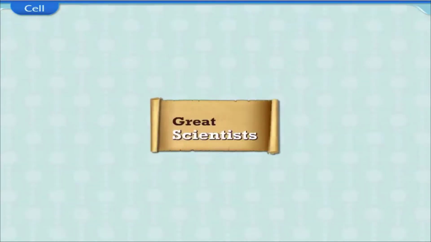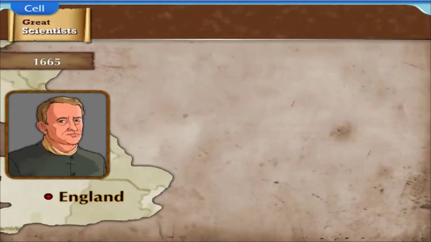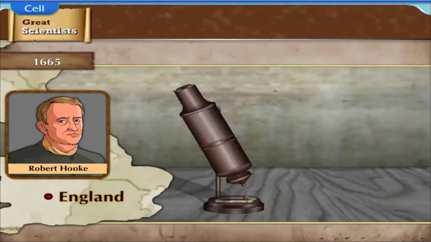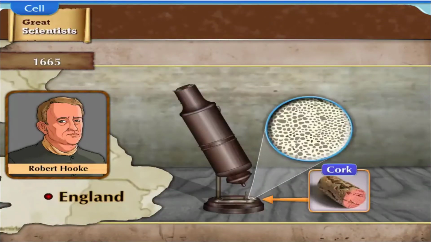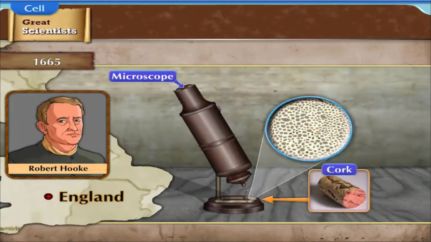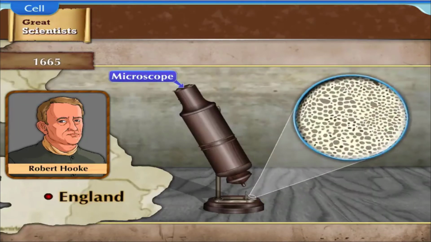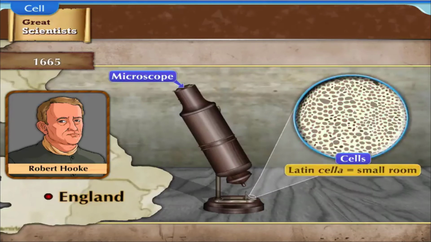Great scientists. In 1665, a scientist, Robert Hooke, observed a thin section of cork under a microscope. In this section, he saw hexagonal compartments like those of a beehive. He named those compartments cells. This term is derived from the Latin word cella, which means small room.